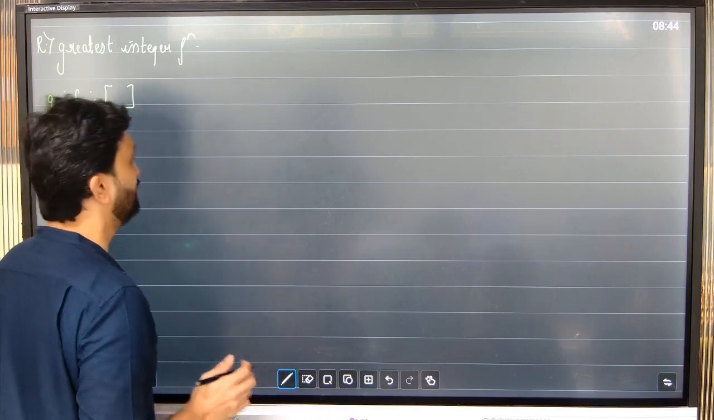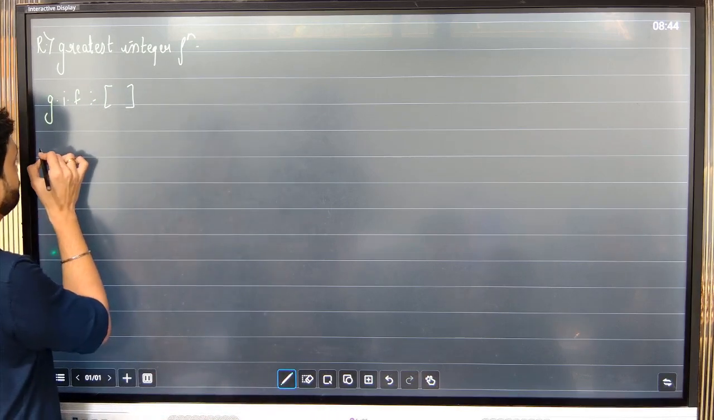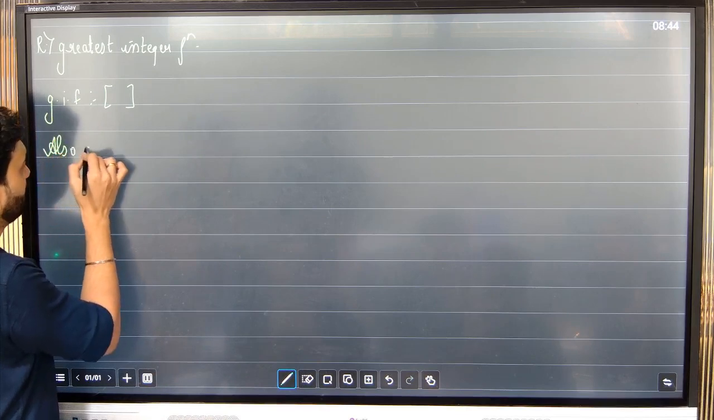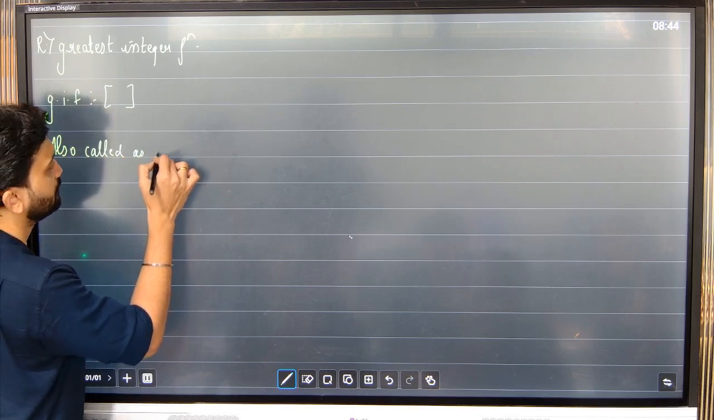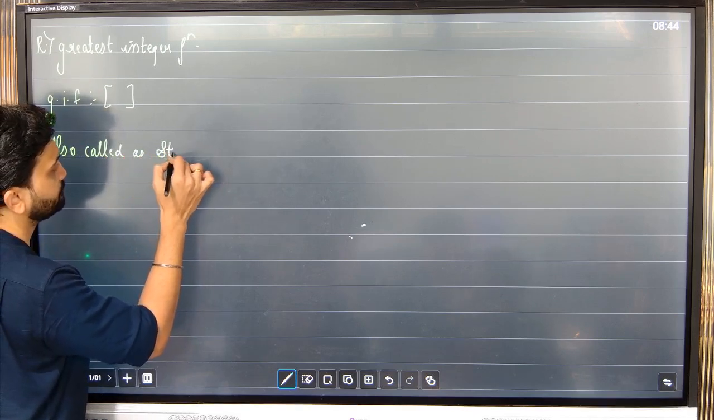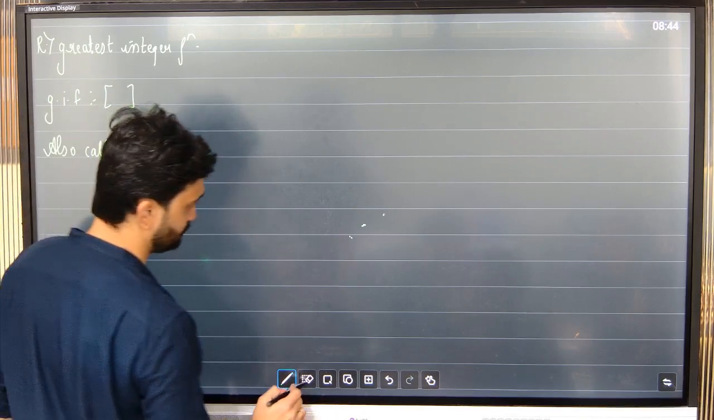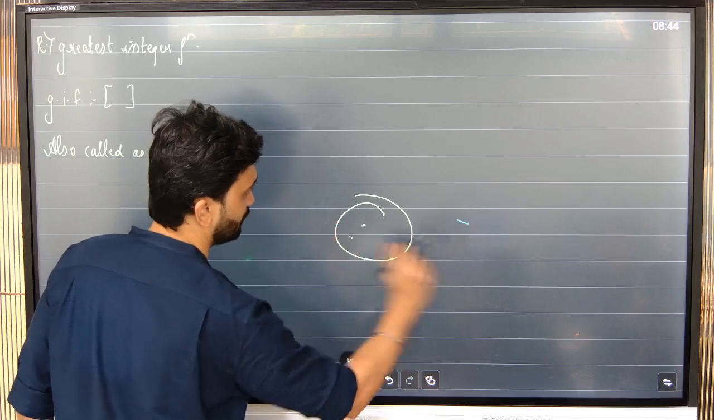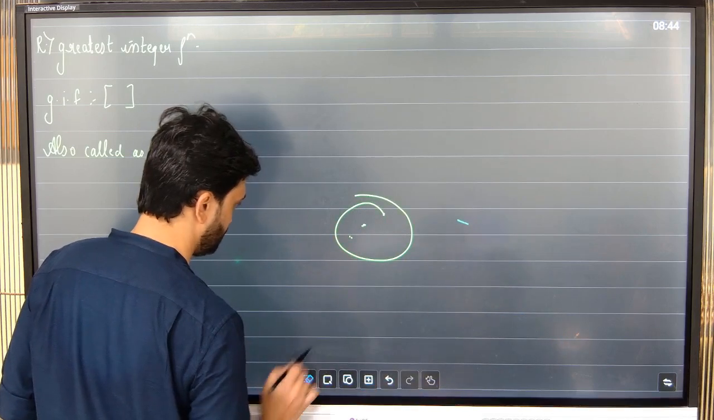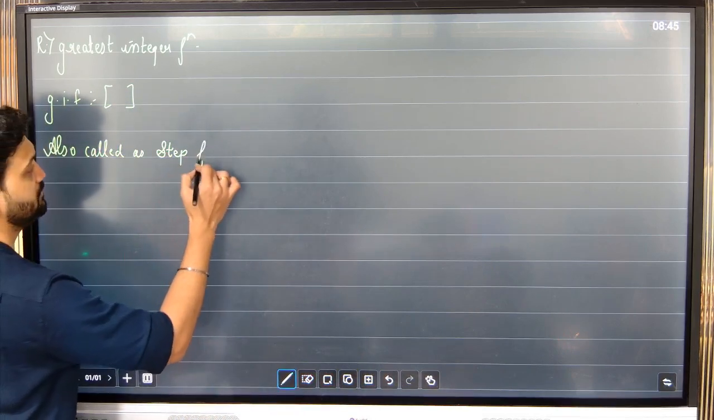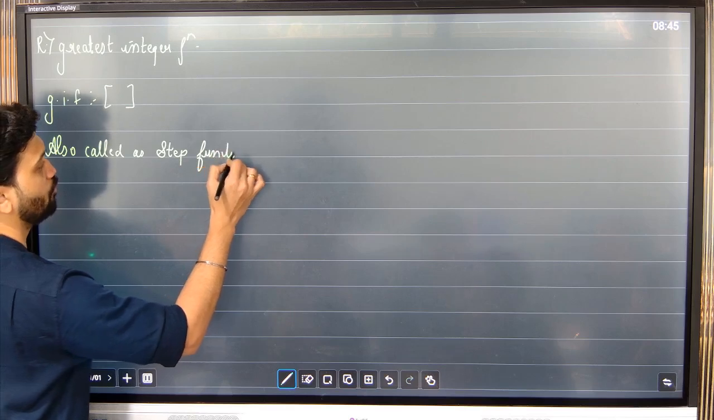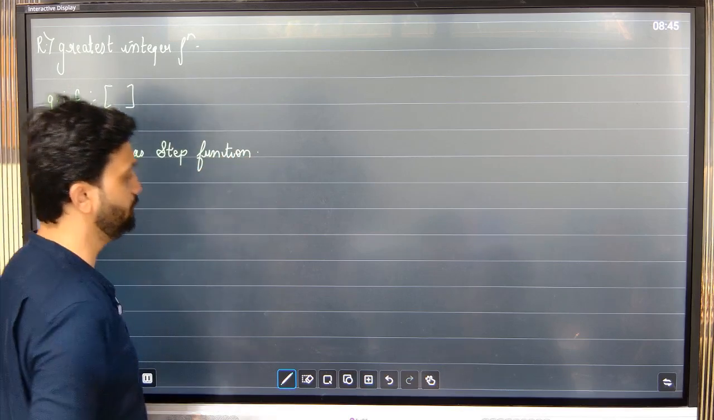Now, greatest integer function is also called a step function. Greatest integer function is also called a step function. Now let me explain this to you.